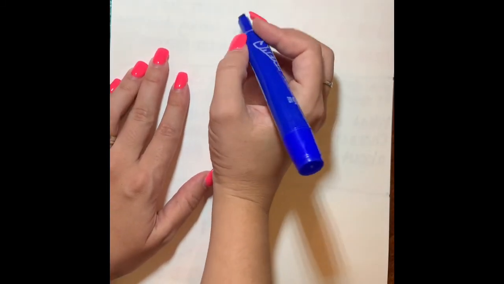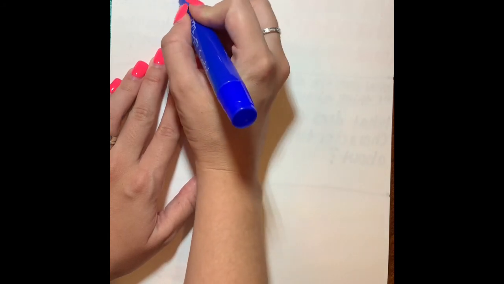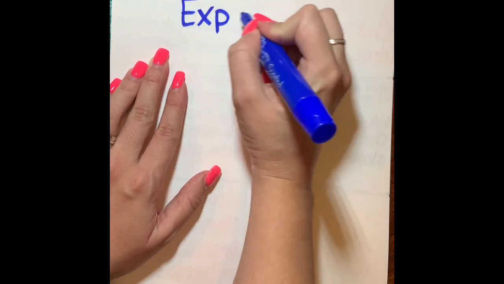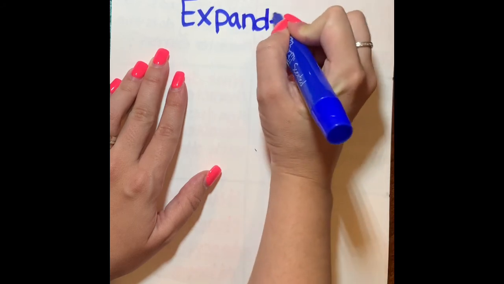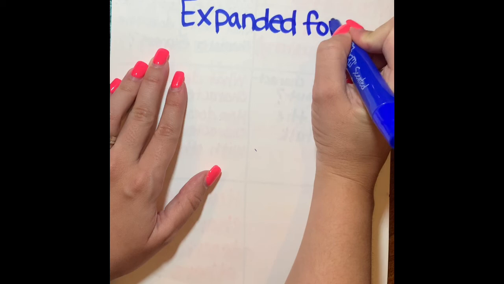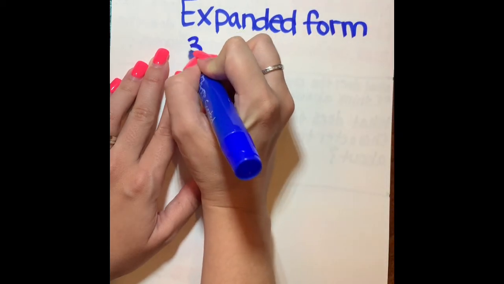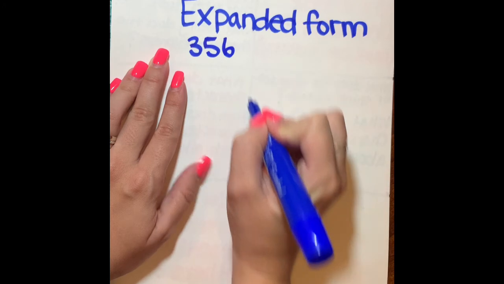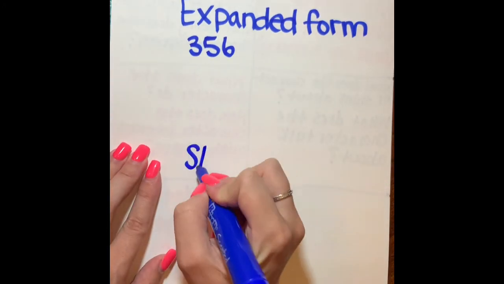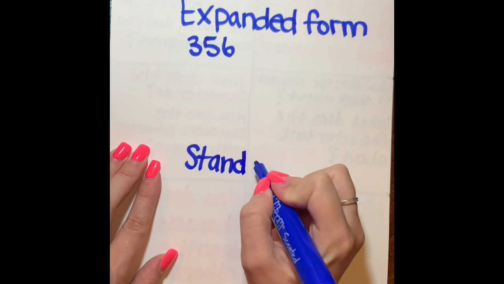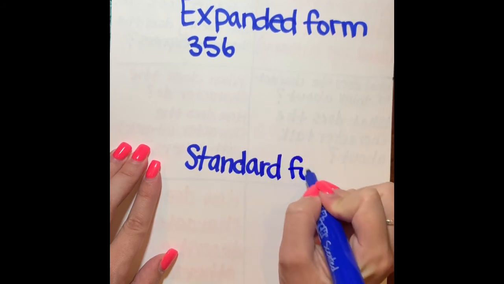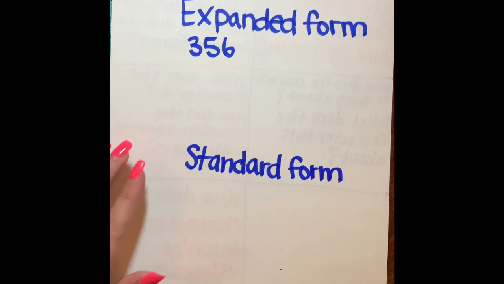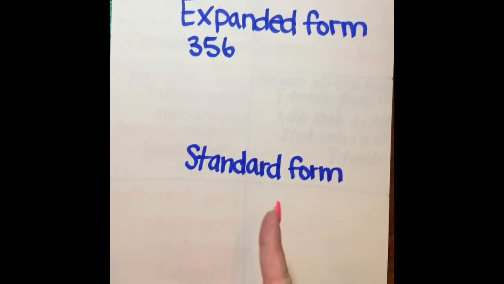We're going to be learning about expanded form to standard form. So I'm going to write down expanded form. I'm going to use the number 356, and then standard form. All right. So if you ever need to pause this video and re-listen to something or slow it down and get it all written down, feel free to pause and come back, all right?